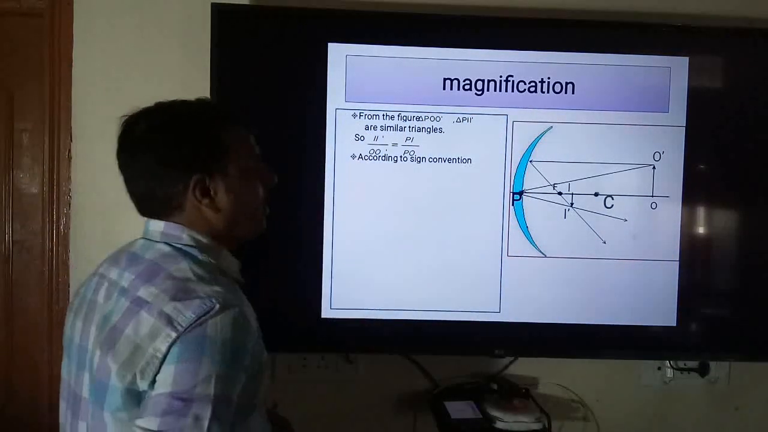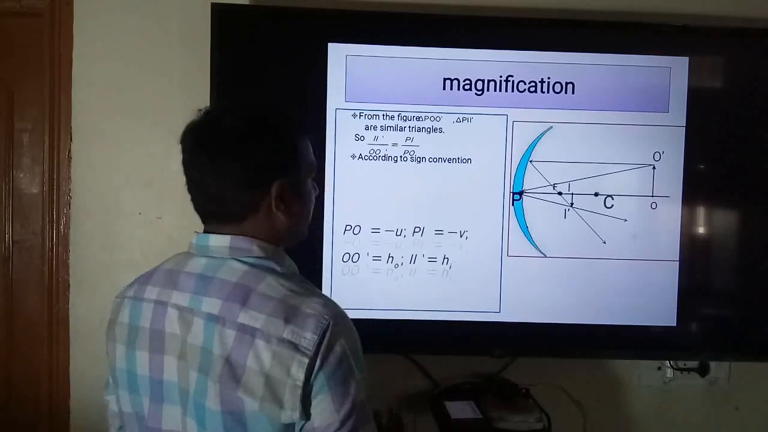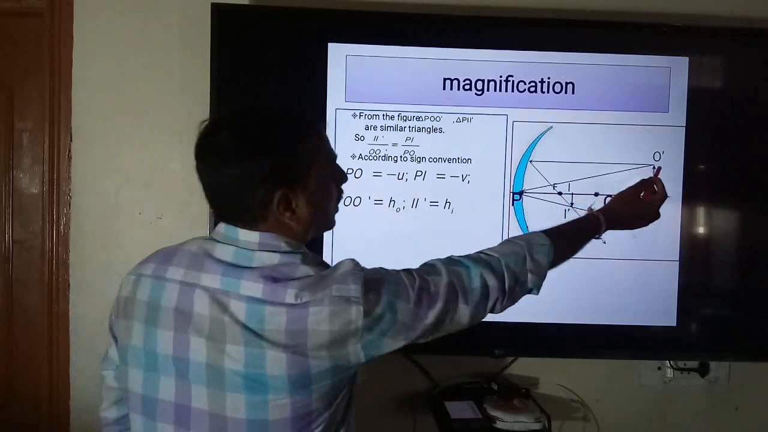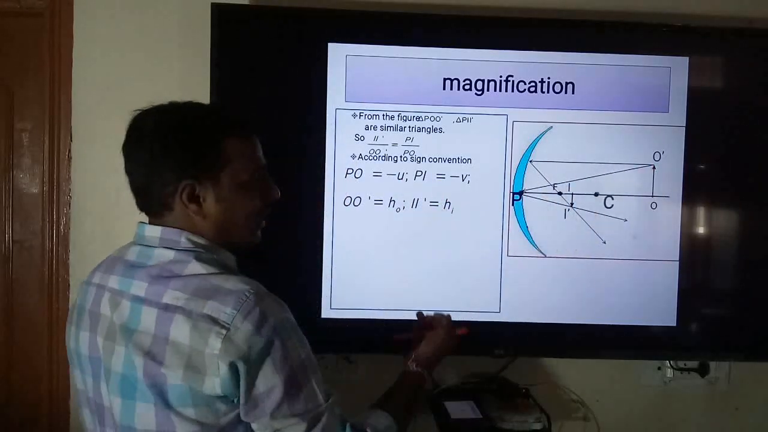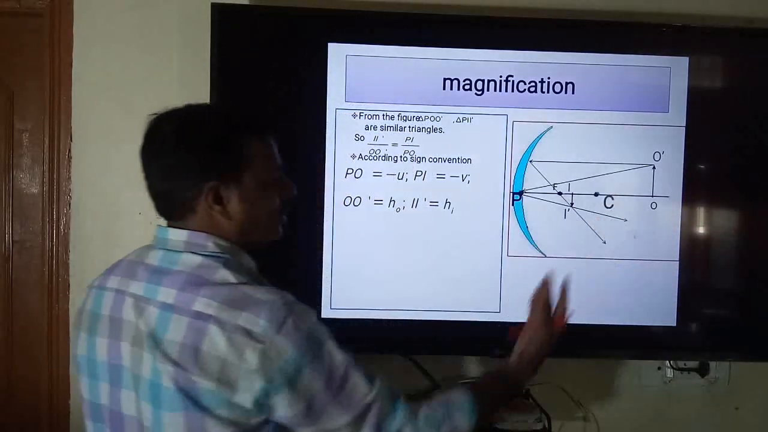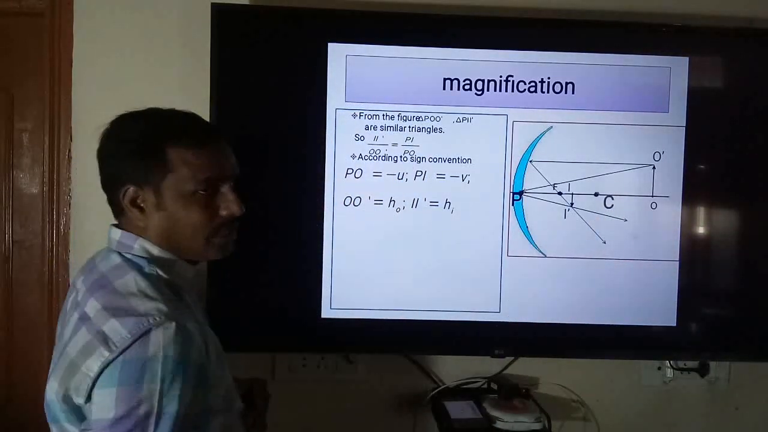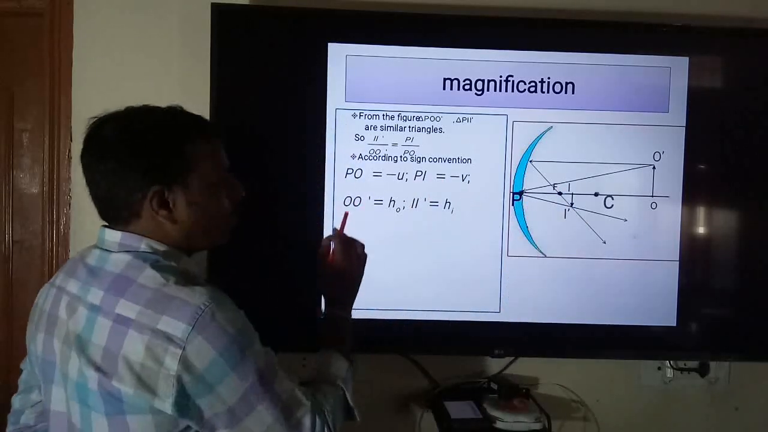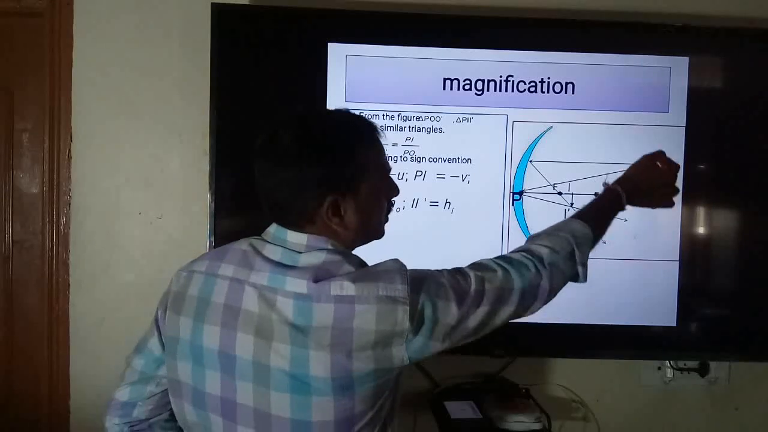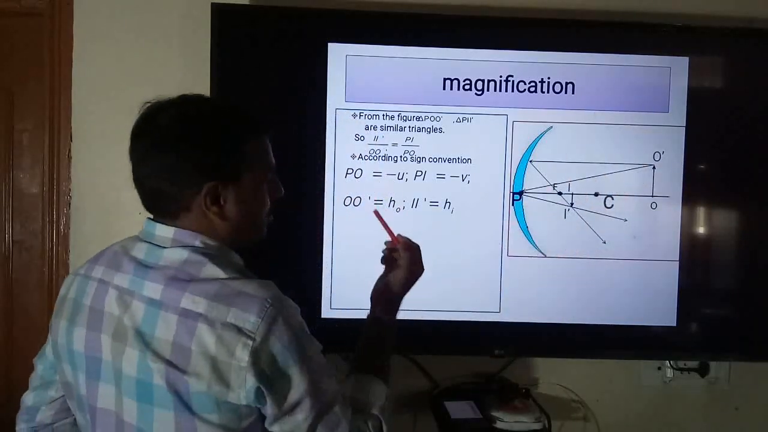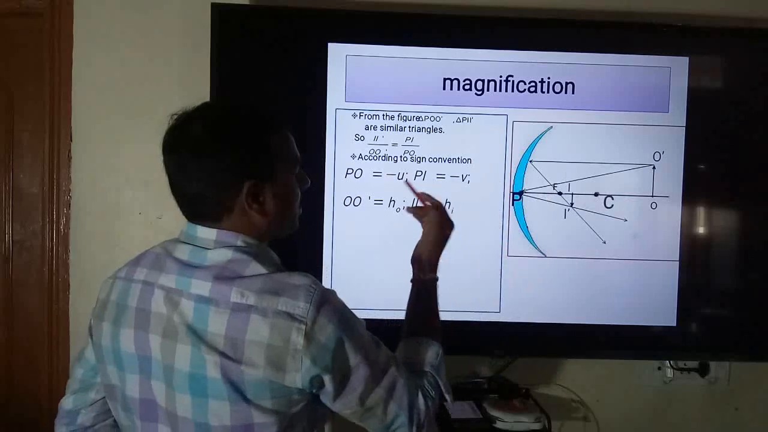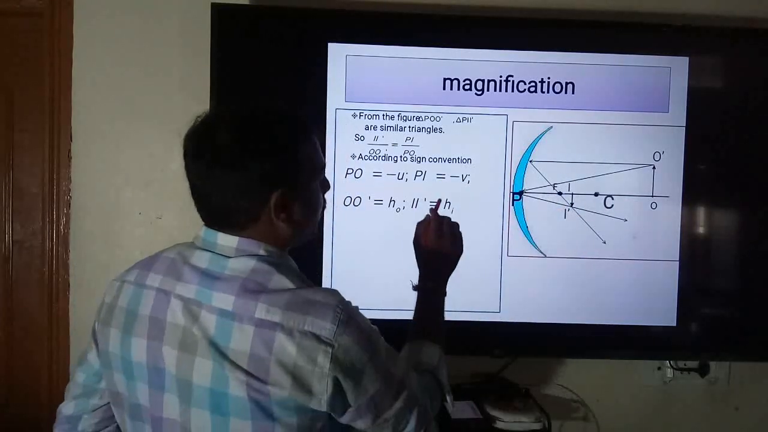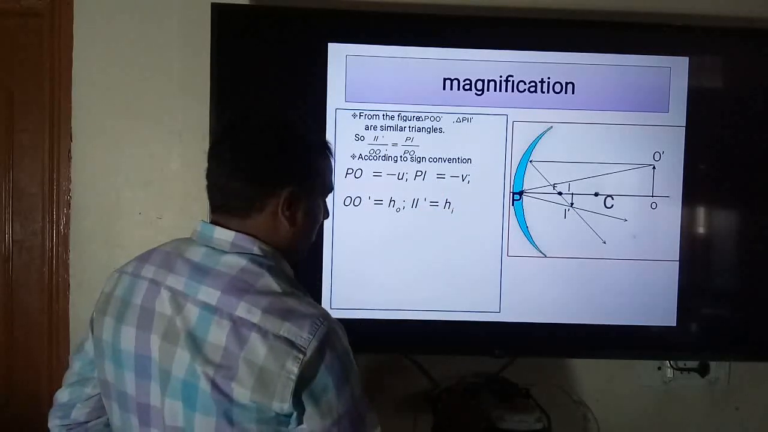So according to sign convention, now I am going to write this. PO means object distance, that is negative, because the ray is coming in this direction. We are measuring P to O opposite to the incident ray. So we get PO equals minus u, and PI equals minus v. O dash means the height of the object, that is ho. It is above the principal axis, so we get ho, and I dash is below the principal axis. Here we have to write minus, minus compulsory, right?